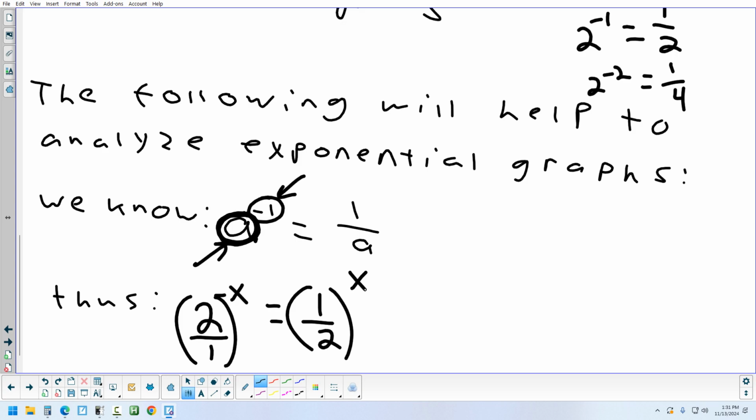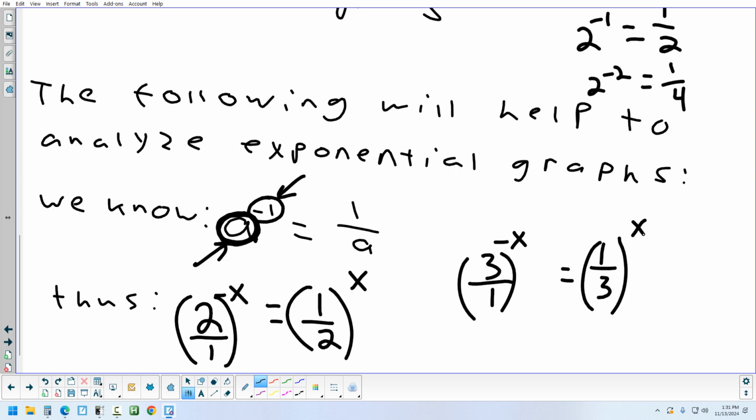Yep. So let's try another one. Let's say you had 3 to the negative x. And if you want to think of it as a fraction, it would be 1/3 in parentheses to the x. But what if the x was like a 4? When we're graphing, no, it has to be a variable, because to be an exponential function, you need a variable in the exponent.